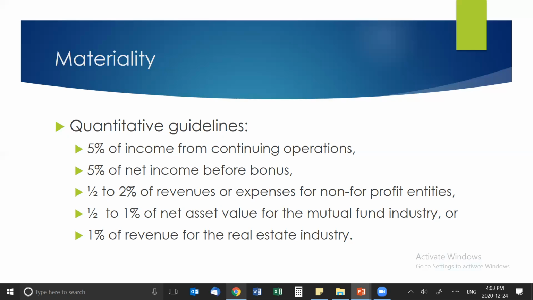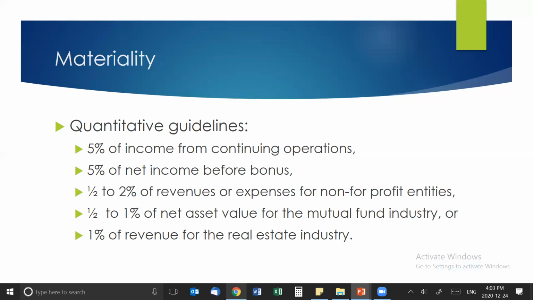So you first have to look at the users of the financial statements, who they are, and why they are interested in these financial statements. What number or numbers are they most concerned about? Net income, revenue, and assets are the most popular, but expenses and shareholders' equity could also be what you use for materiality. So you figure out what number is most important for all the users.